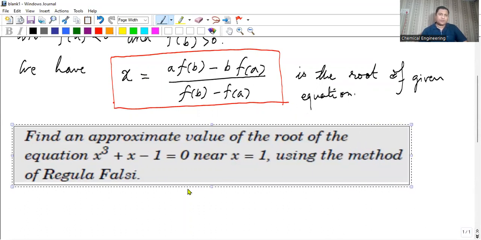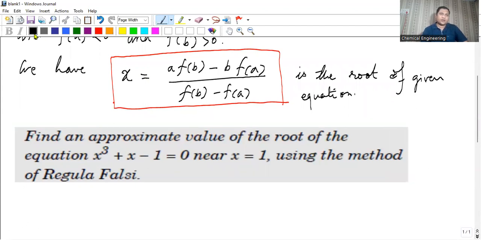So here we have the example. Find an approximate value of the root of the equation x cubed plus x minus 1 is equal to 0 near 1, using the method of Regula Falsi. So we have to use the Regula Falsi method and find the approximate value of the root. All numerical methods will give you an approximate value.